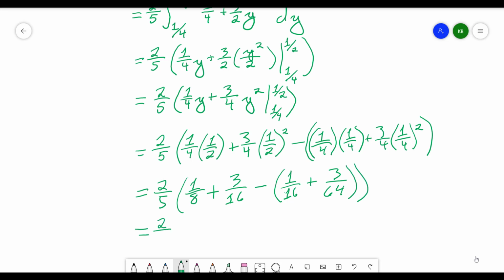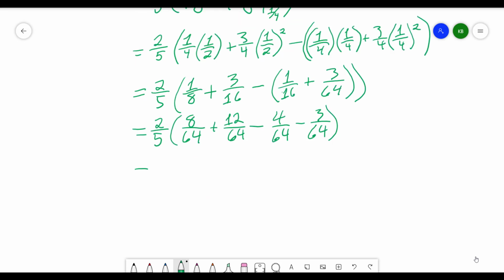So continuing my simplification, 2/5 stays out front. I can get a common denominator with all of this. 64 would be that. So I would have 8/64 plus 12/64. I can distribute my negative, so I end up with minus 4/64 minus 3/64. And continuing that simplification just a little bit more, my 2/5 stays the same. And now I can add and subtract all of my numerators. So I have 8 plus 12 is 20, minus 4 is 16, minus 3 is 13 over 64.